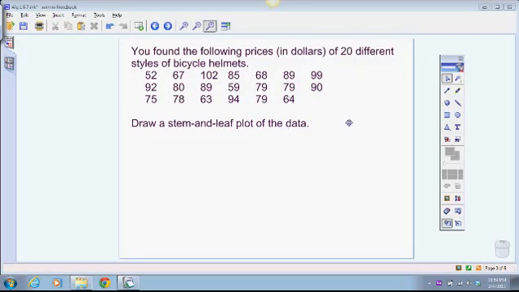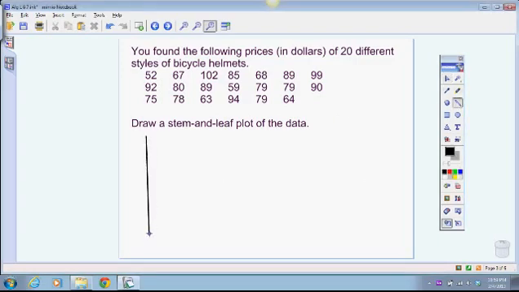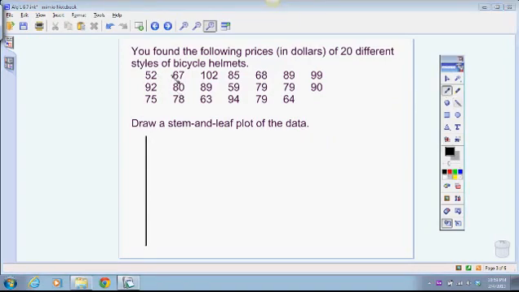If you remember, one of the reasons we draw stem and leaf plots is to put numbers in order. And if we wanted to make a box and whisker plot of this data, we need the numbers in order because we need to find a median. So stem and leaf plots can be very helpful to order numbers. So let's start by drawing a stem and leaf plot of this data.